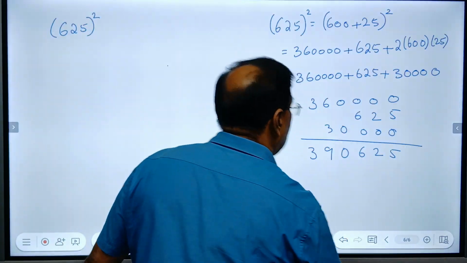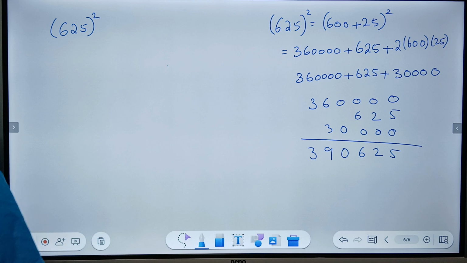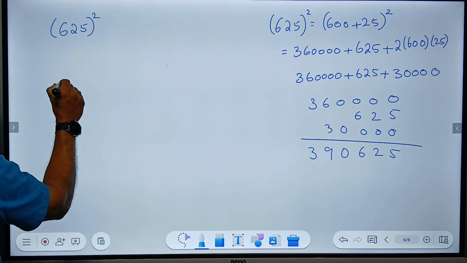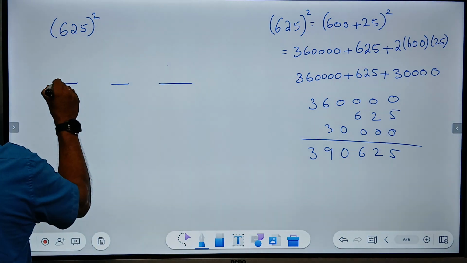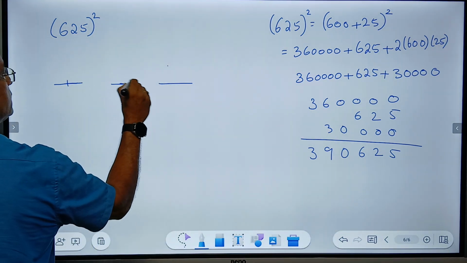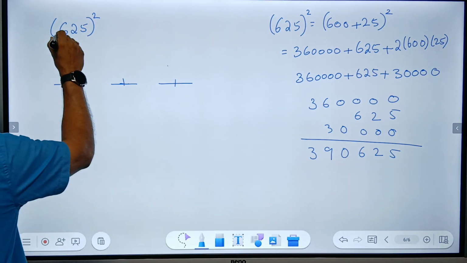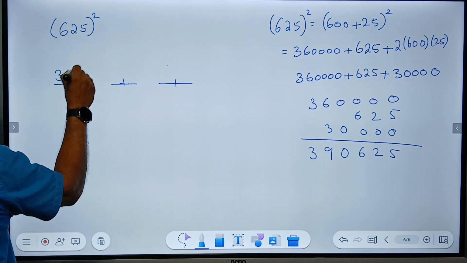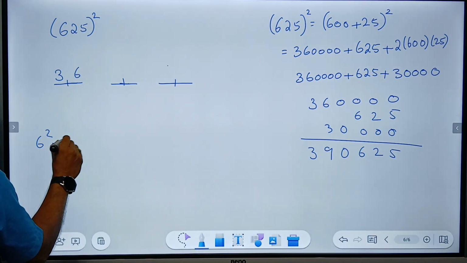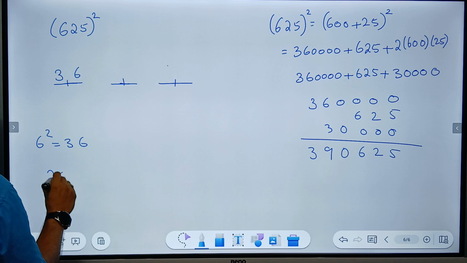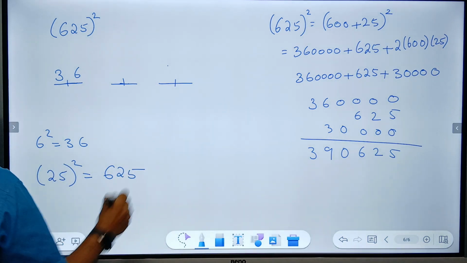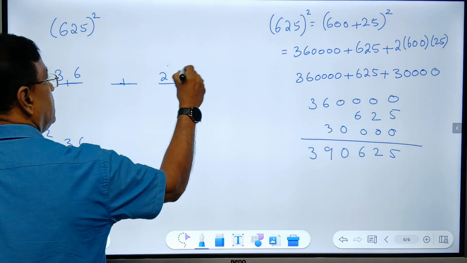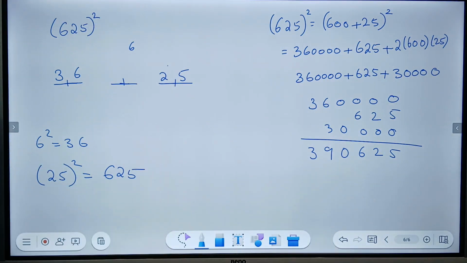If you want, we can try one more question. 625 the whole square. What is 625 the whole square? It's a 6-digit number. What is the square of 6? 36. 6 square is 36. What is 25 square? 625. So you'll put 25 here and take 6 there.